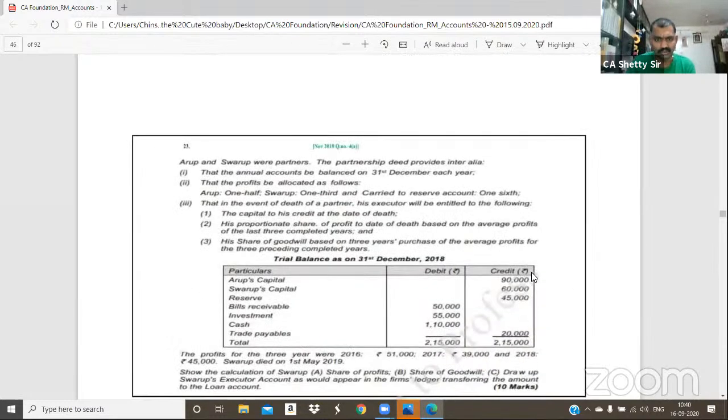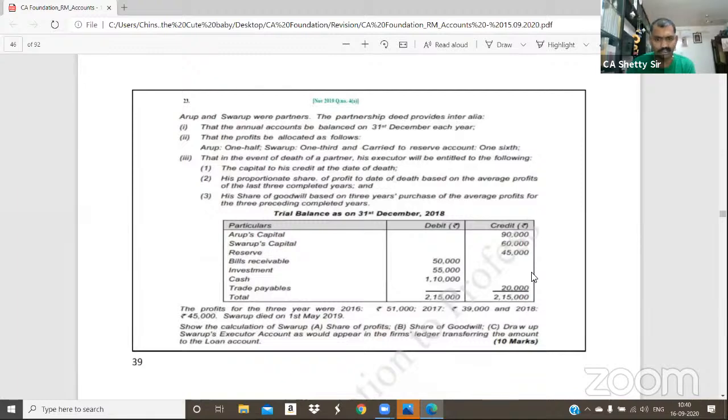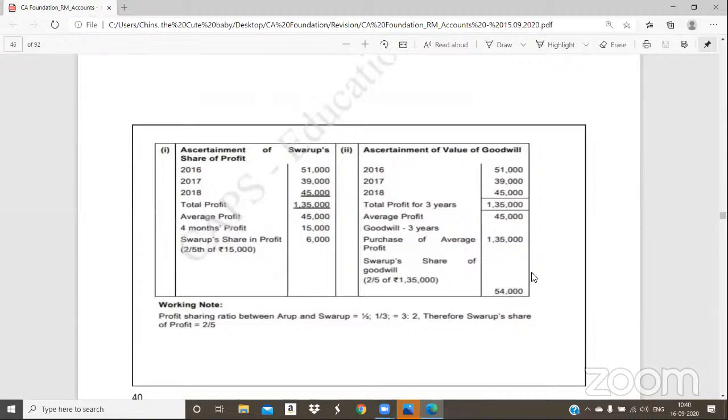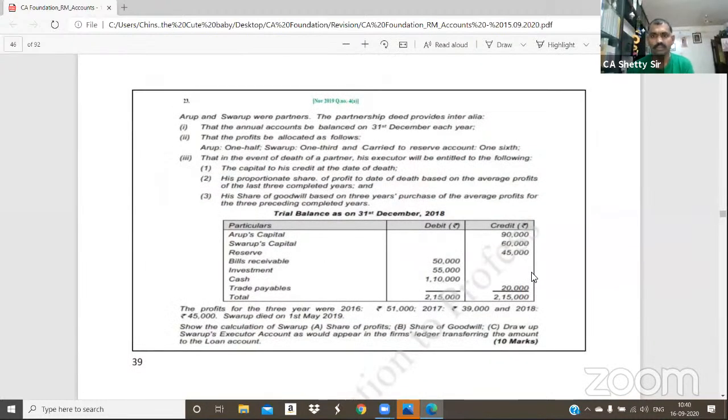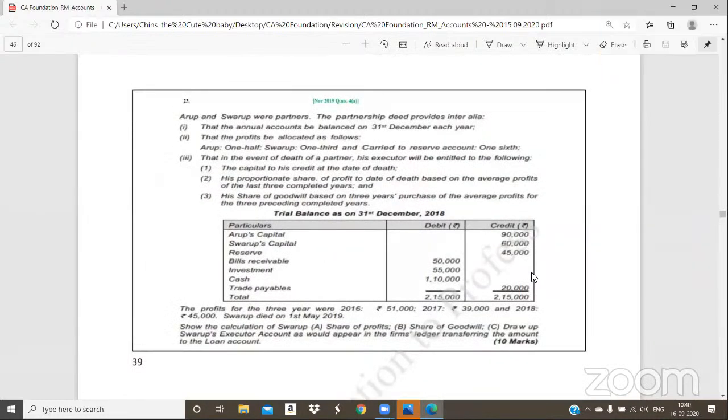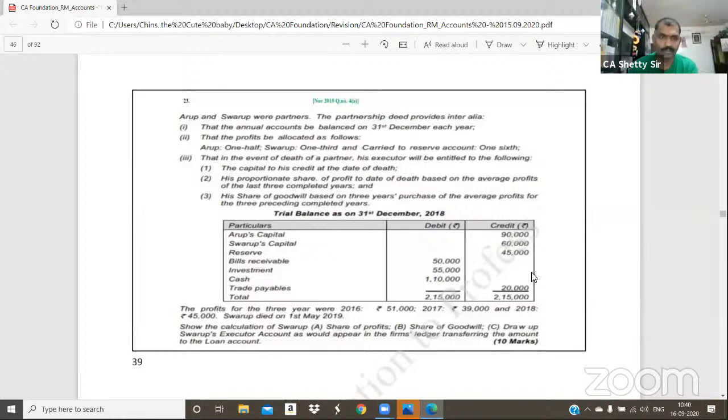One more question. Okay, this is slightly hard. November 19. Simple question. Quickly read. Anyone? Arup and Swaroop are partners. The partnership deed provides, inter alia. Inter alia means amongst other items. So there are so many items in the deed, and amongst so many items, these are the points. Inter alia. Don't write it as Alia Bhatt.